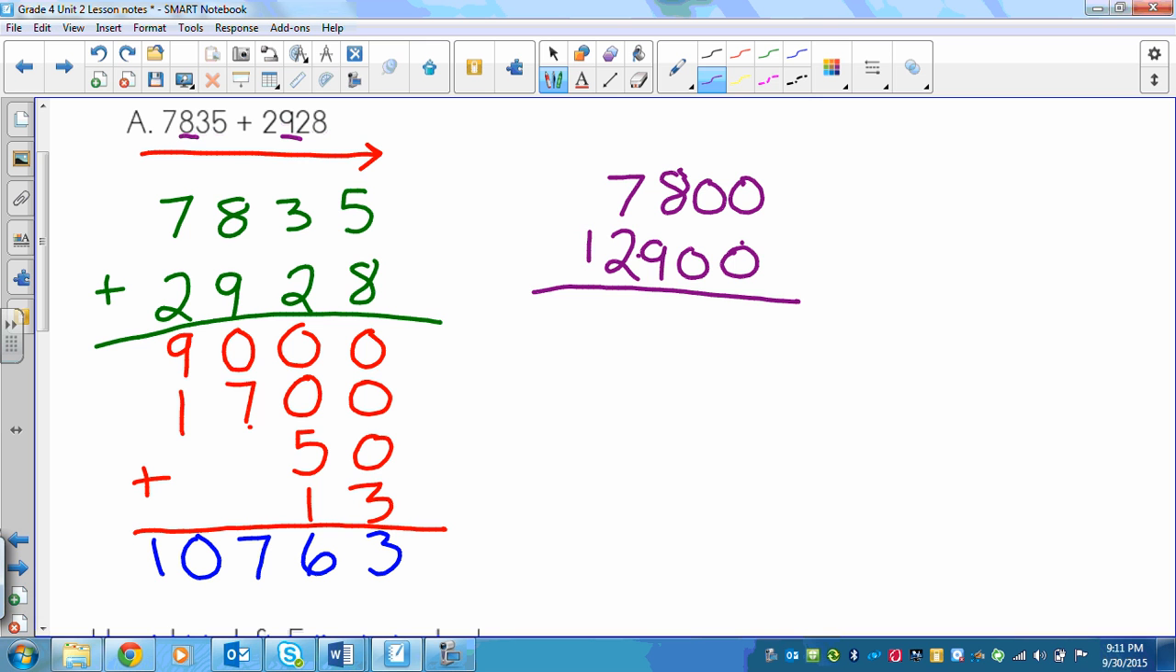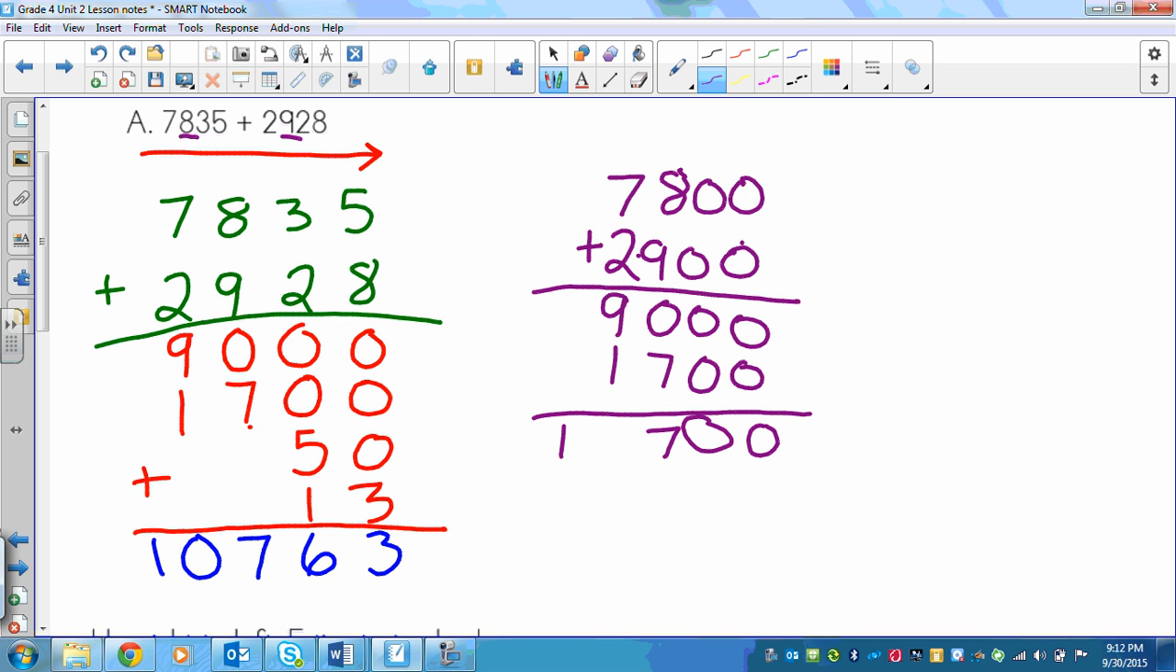Add those together, and we'll do it in the same style as we did over here, adding from left to right. So we put zeros down below, and we've got 7 plus 2, which is 9, and we've got 9 plus 8, which is 17. Add those together. We've got 0, 0, 7, and 10.